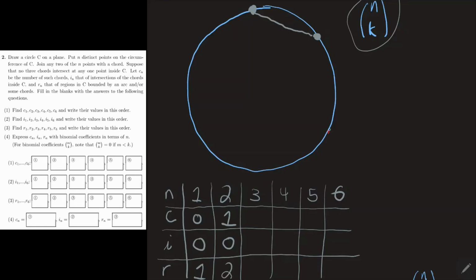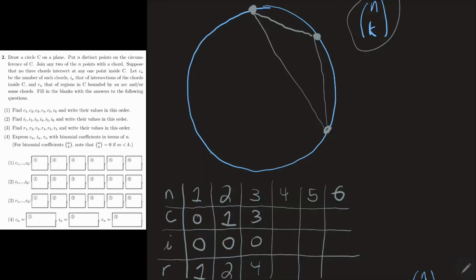So now let's add a third point. So the number of chords is now 3, right? Because this third point connects to the 2 points we had earlier. So C sub 3 is equal to 3. And the number of intersections, clearly still 0. Our chords have not intersected yet. And the number of regions is now 4.